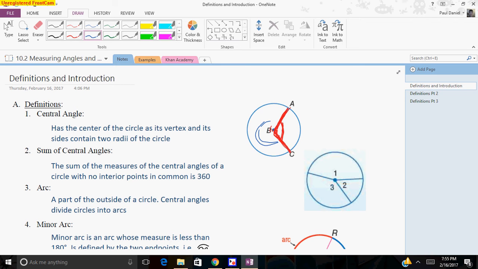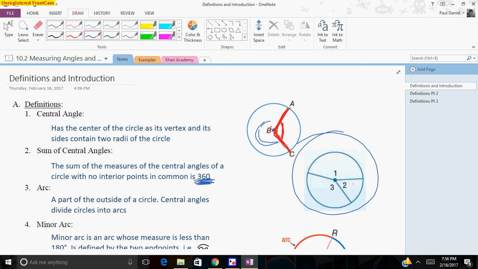Now, the central angles inside of a circle, as long as they don't share any interior points, meaning they don't share any parts together, like this circle I circled over here. It has these angles 1, 2, and 3, and they don't share any parts of each other. Just as you probably already knew, the sum of all of those measures is 360 degrees.